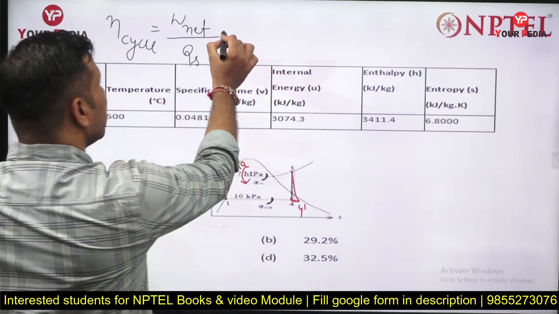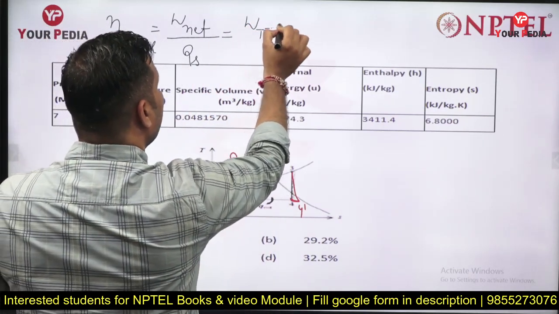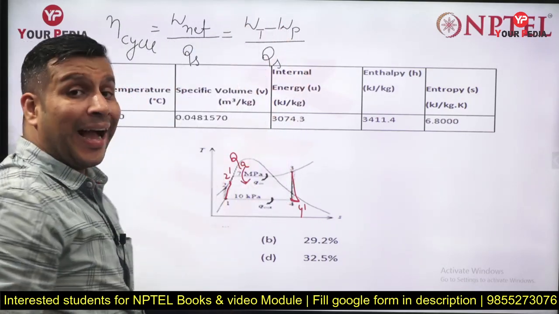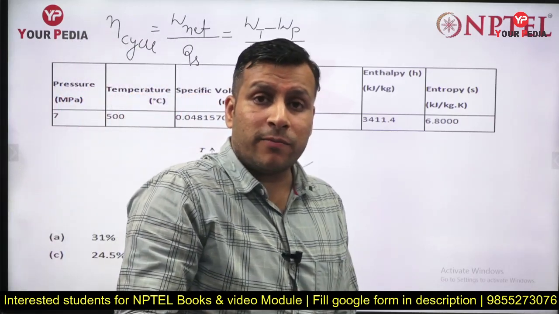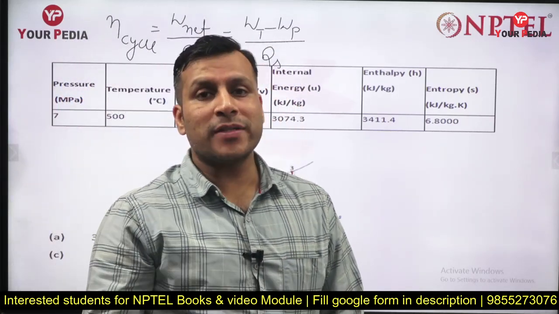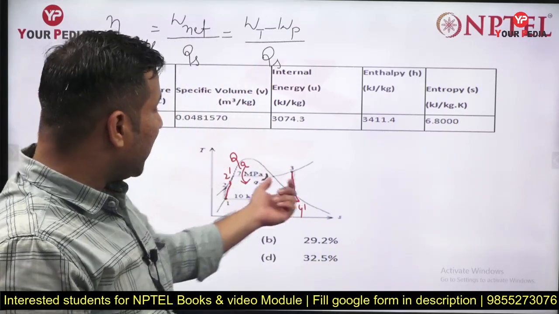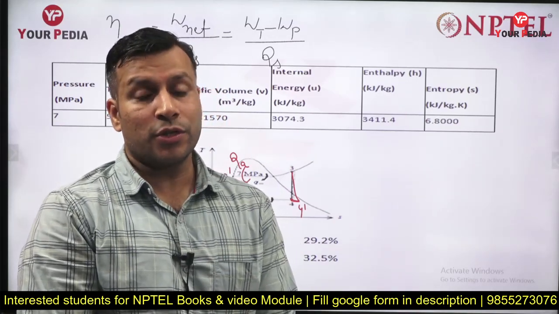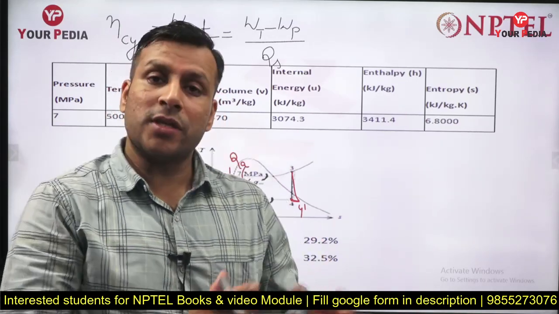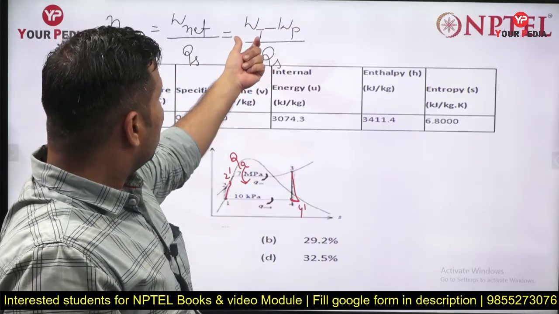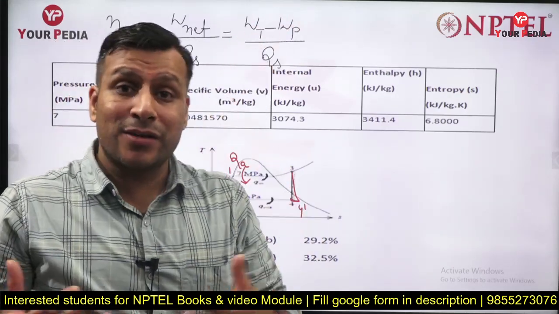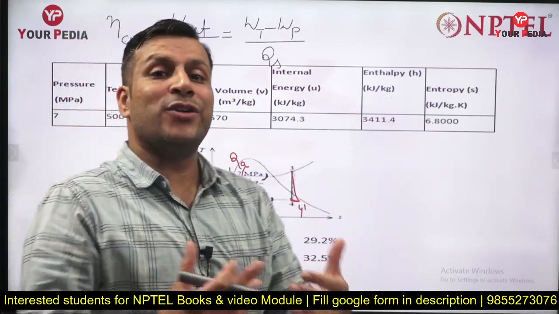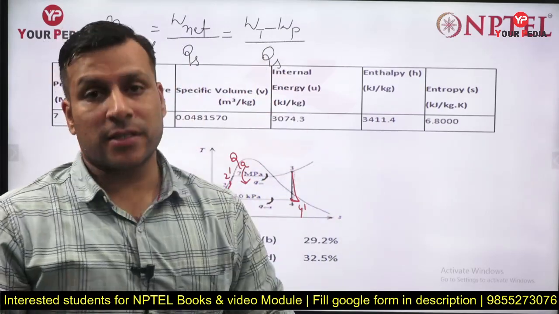Now what is net work, guys? It is W_T, turbine work, minus W_P, pump work, divided by heat supplied. So which work will you take? Isentropic turbine work and isentropic pump work, or actual turbine work and pump work? Obviously, if you want to calculate the cycle efficiency and he has given you the isentropic efficiency, you need not consider the isentropic compression or expansion. You need to consider the actual expansion and compression. That's why W_T minus W_P will be the actual turbine work minus the actual pump work, which will be slightly more than the isentropic work given to the pump, divided by heat supplied.